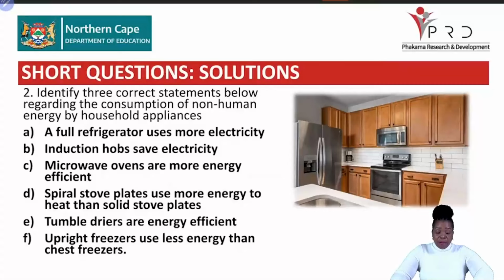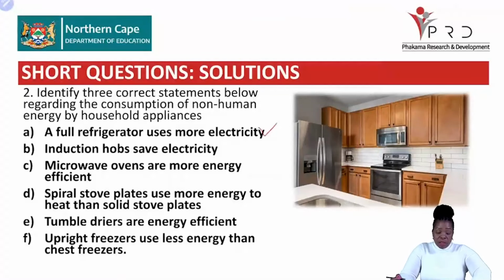Welcome back, learners. So our answers: we have A, which says a full refrigerator uses more electricity. And then the other answer is microwave ovens are more energy efficient. And our last answer is upright freezers use less energy than chest freezers.